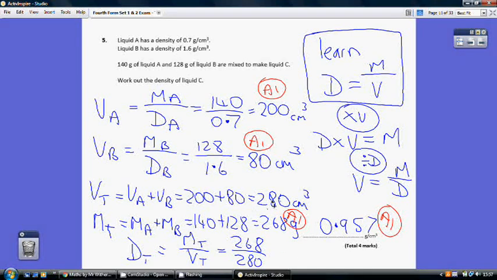Now my total mass is just going to be the 140 add the 128, which is 268. So I have the total volume, the total mass. So to work out the total density, I take the mass total divided by the volume total. So back to the original formula. So 268 divided by 280 which is 0.957.